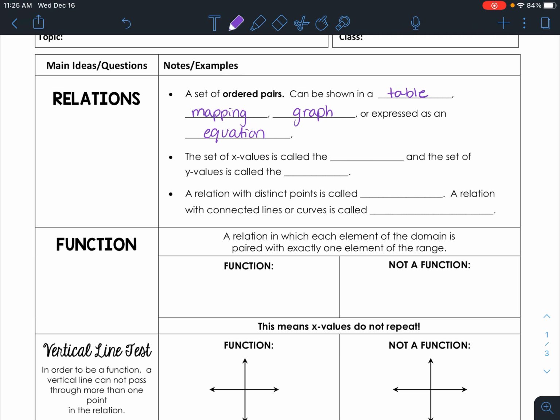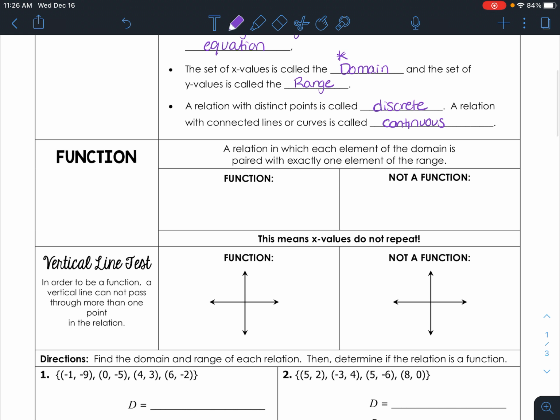Okay, so the set of x values is called the domain, and the set of y values is called the range. And this is the important part that we're going to talk about today, is what is domain and range, okay? A relation with distinct points is called discrete. We really won't get into this too much. And a relation with connected lines or curves is called continuous. So a relation in which each element of the domain is paired with exactly one element of the range, that is a function.